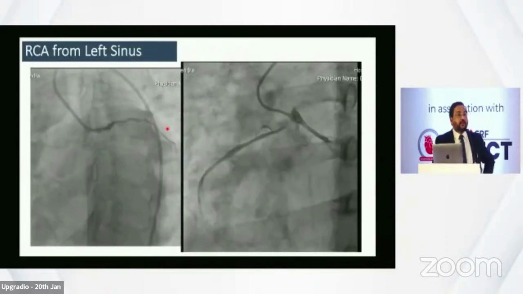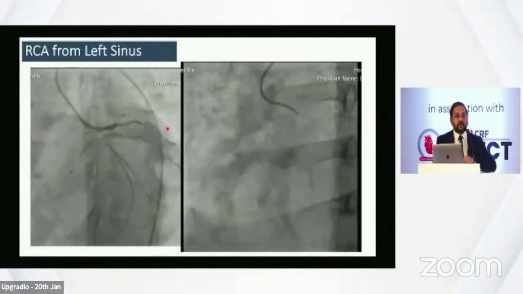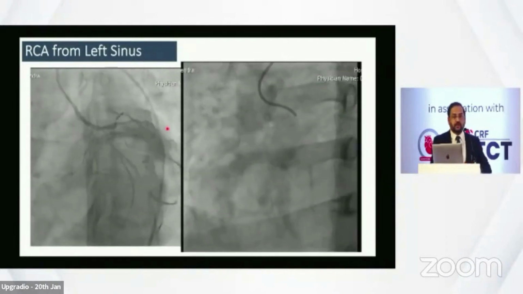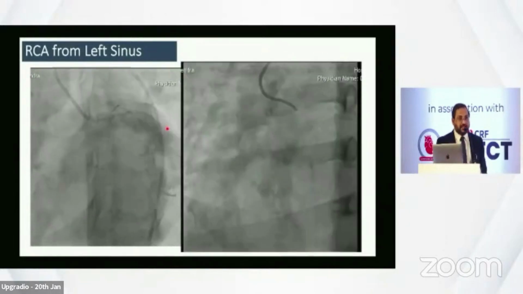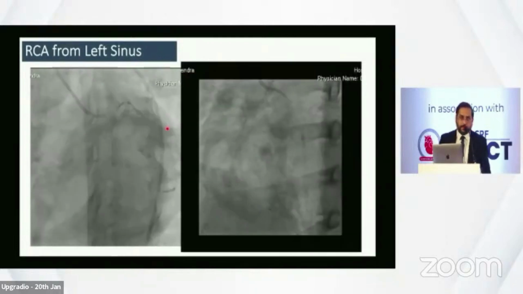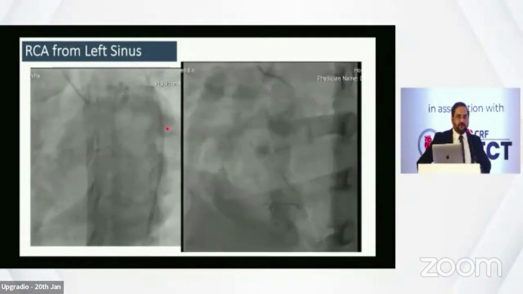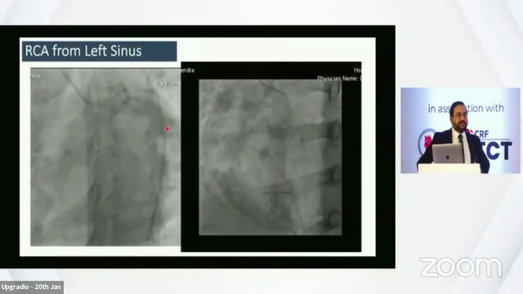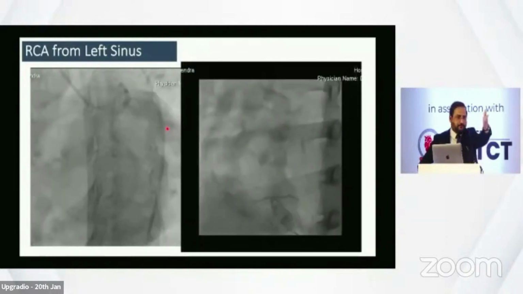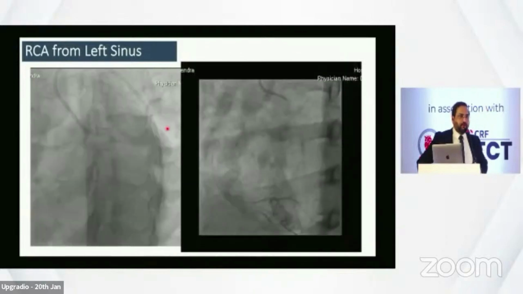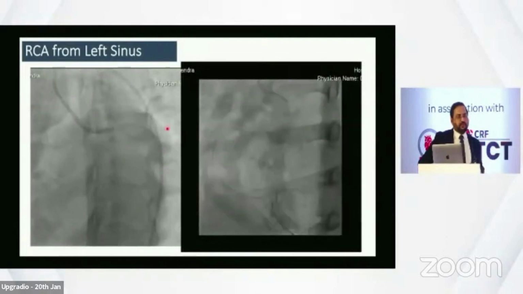Now coming to the second anomaly, that is the right coronary artery from the left sinus. Now question number 2, anyone else? How many courses can RCA originating from the left sinus take to come to the right AV groove? How many? 2, 3, 4, 5. Any guesses? Any number comes to your mind? Anyone? Madam, any number that comes to your mind? An RCA originating from the left sinus, what are the various courses it can take?